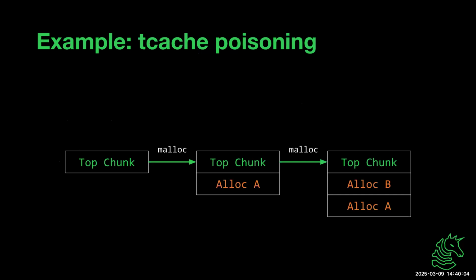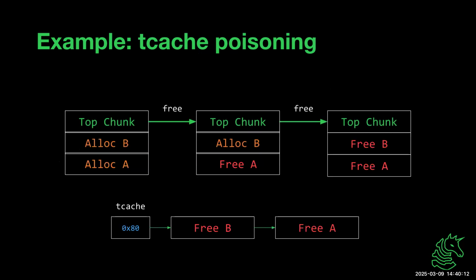Okay, so the concrete attack is Tcache poisoning. Quick recap: you have a top chunk, you allocate 2 chunks, and now you're going to free these 2 chunks so that they end up in this free list.